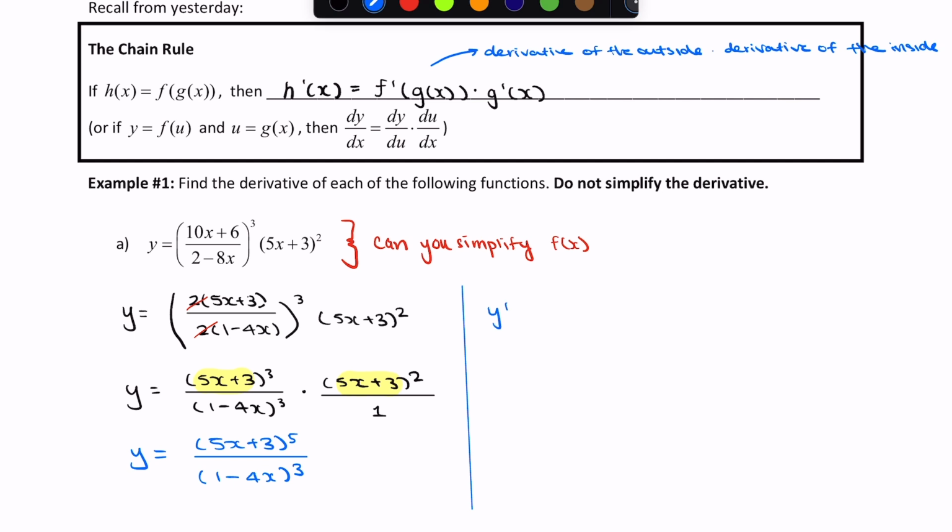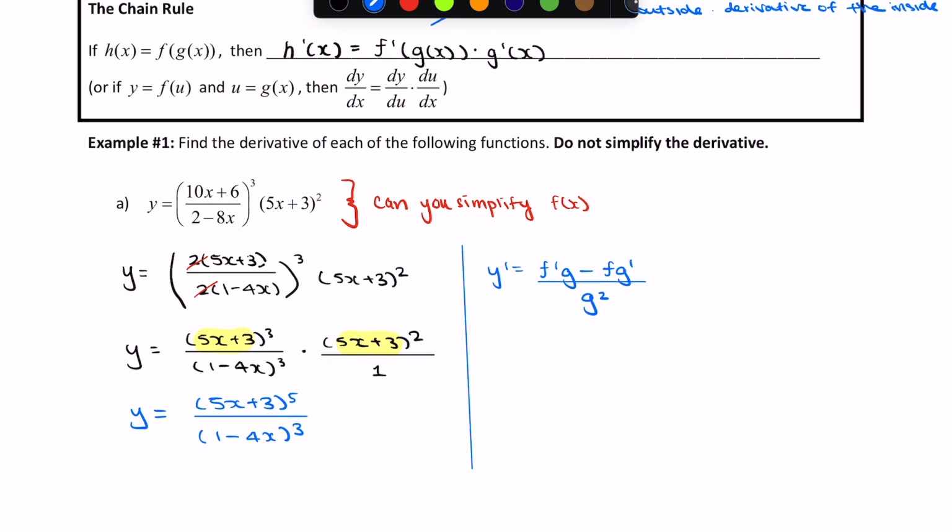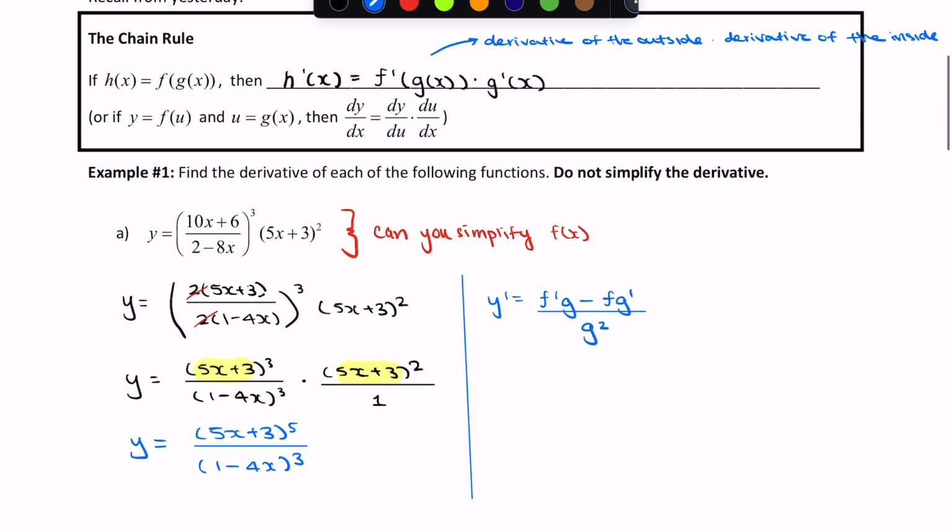So now we want to find y prime of x. And here we see that we now need to use the quotient rule. The quotient rule, if you recall, is f prime g minus f g prime over g squared. Okay, so now we're combining the idea of the quotient rule with the chain rule. So this is the quotient rule, and then the chain rule here as well.